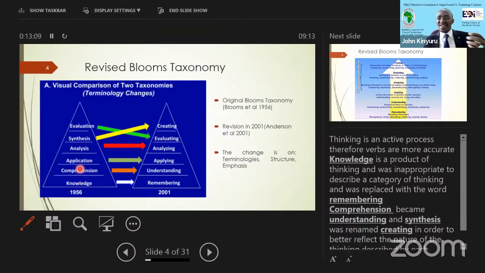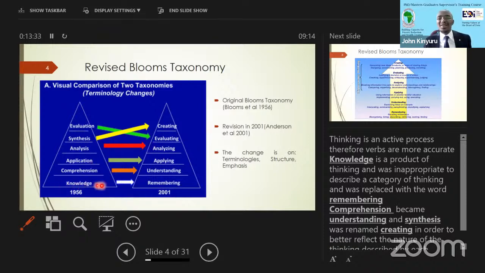Can you comprehend? Can you understand? In other words, can you apply what you've understood? Then can you analyze? Then can you synthesize information? And can you evaluate? But when Anderson and team revised it in 2001, of course, there were changes in terminologies.